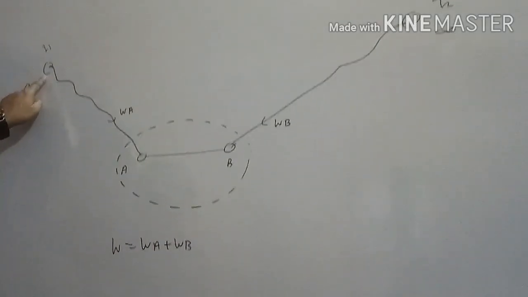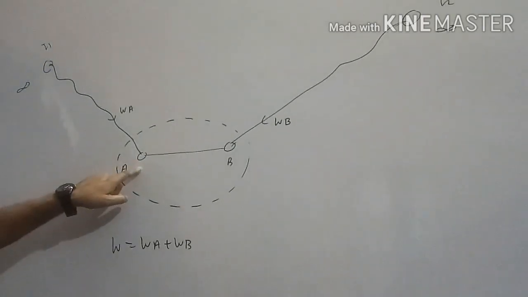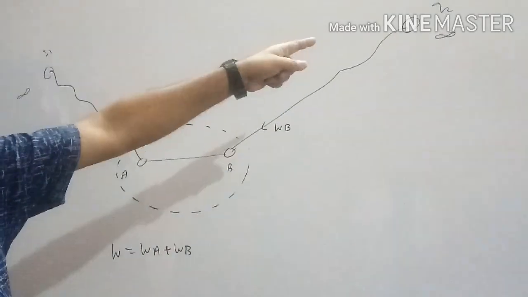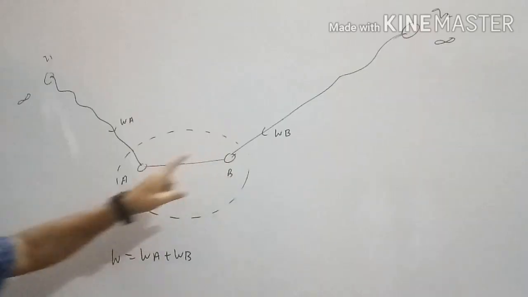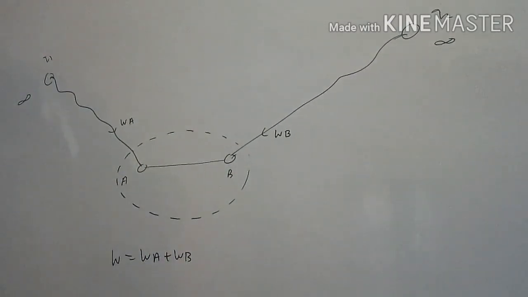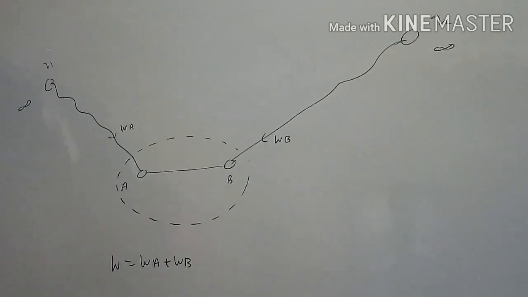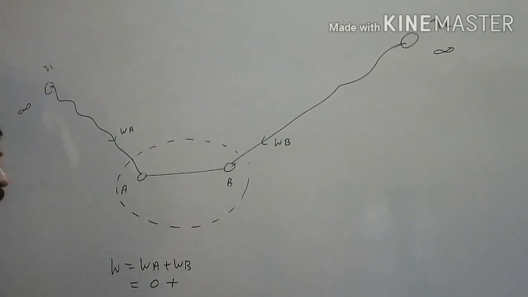How do we find WA and WB? When the body of charge Q1 is shifted from infinity to here, as no other charge is present here, the other charge is already kept at infinity. So this charge will not exert force on this charge. As this charge is not experiencing any force, no work will be done to move charge Q1 from infinity to A. So work done at A will be 0.